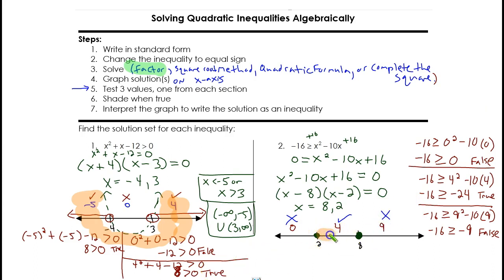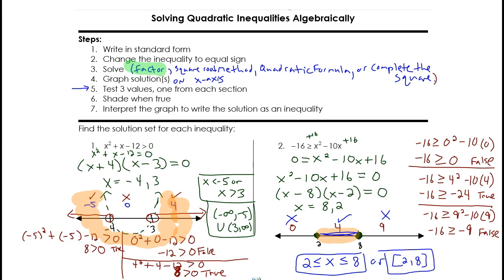This means that the inside is what is going to be the solution. What's between 2 and 8? This is an intersection problem. So we can say that 2 is less than or equal to x, which is less than or equal to 8. That's one way the answer could be written. Or in interval notation, we would use brackets and say from 2 to 8. That would be another way the solution could be written. Either one of those would be acceptable.